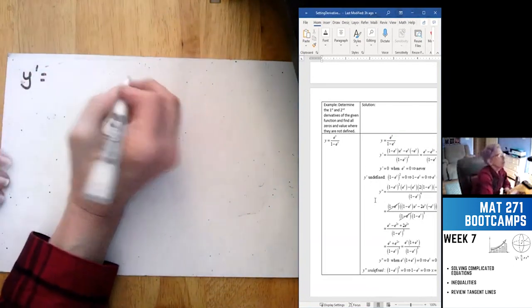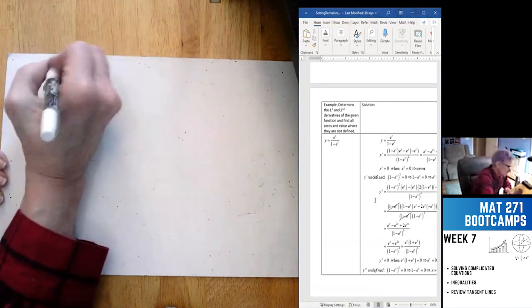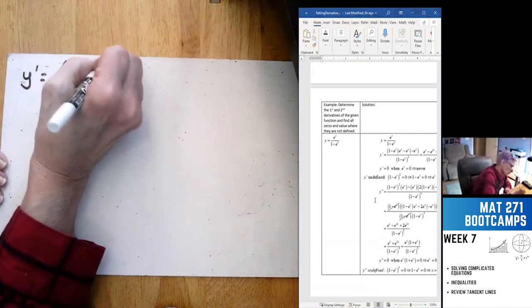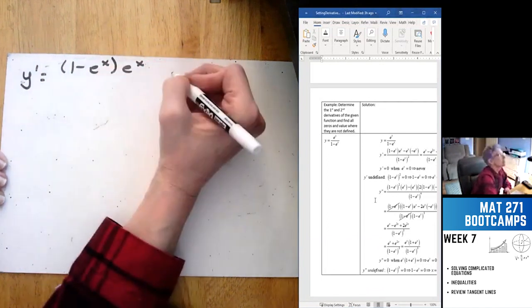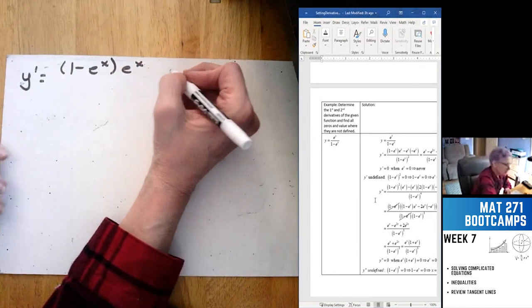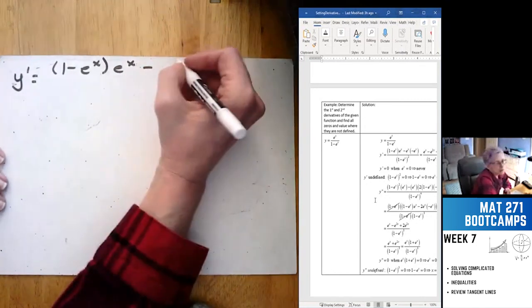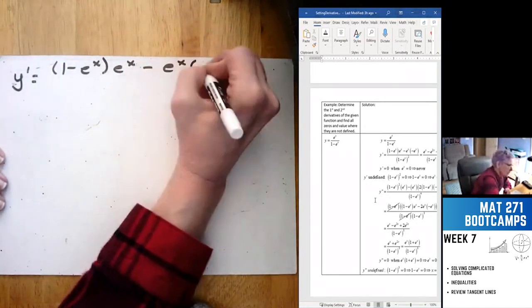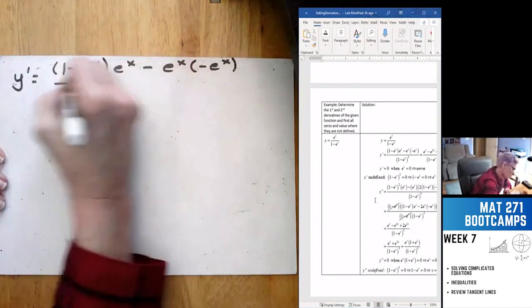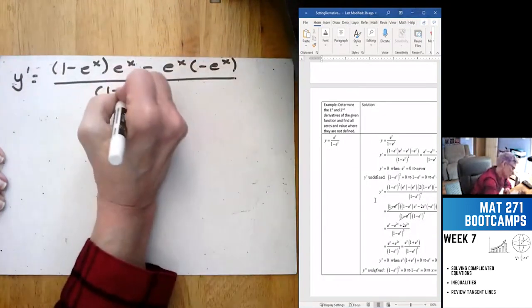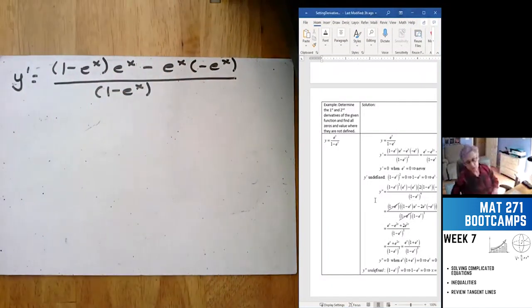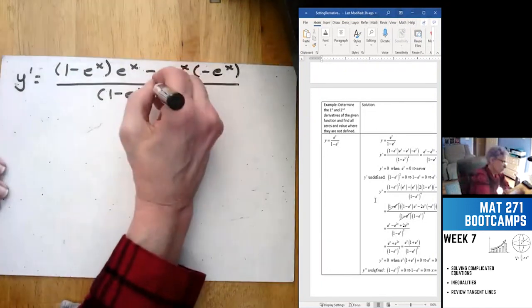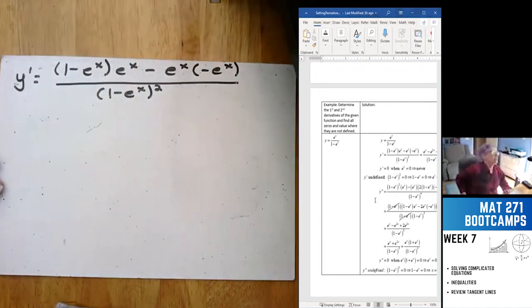Low, high, the quotient rule will try. It's low d high. Nice thing about e to the x, the derivative is e to the x. Less high, d low, all over low times low. And this one is to help you remember how to solve exponential equations, because you may not have done that in a while. Low times low.